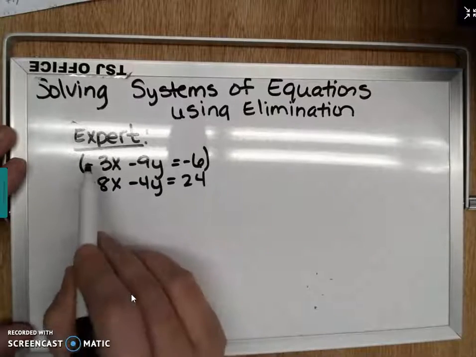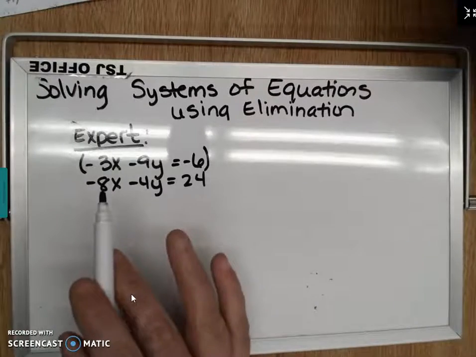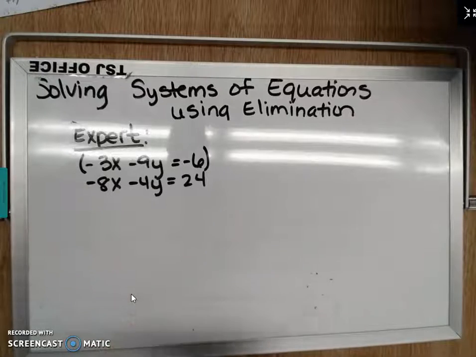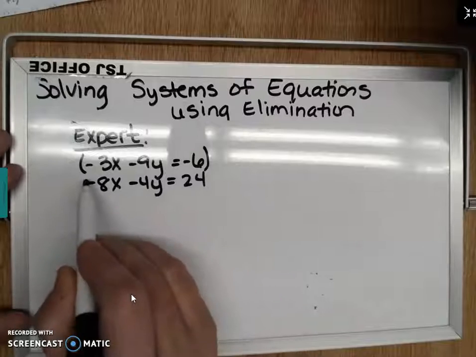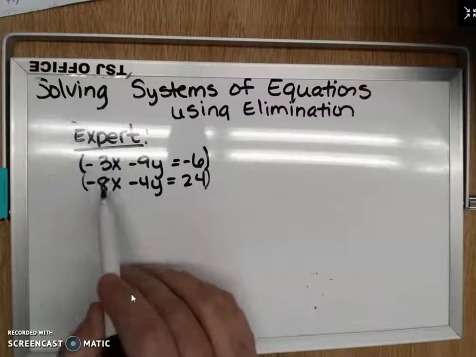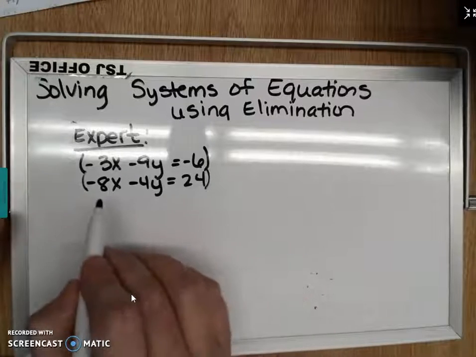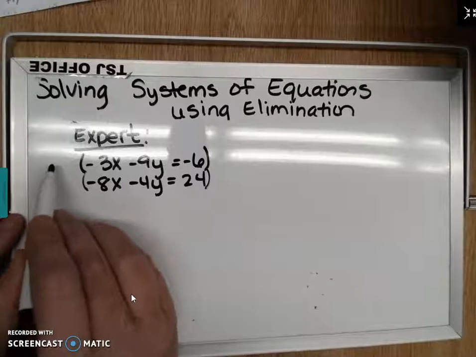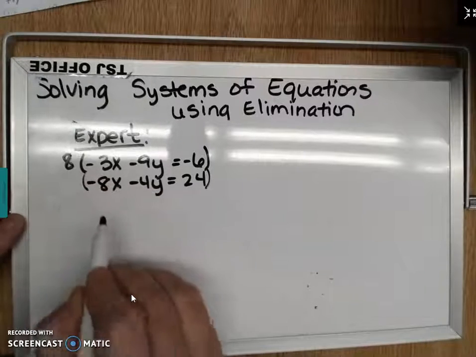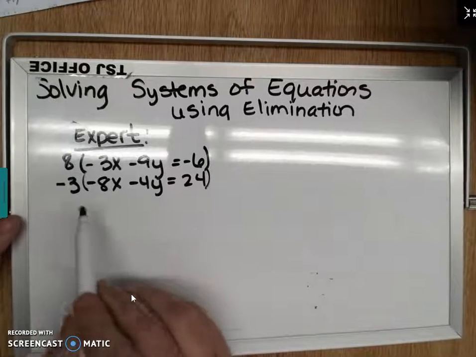So first of all, everything has the same sign, and I need to have one of these equations to have a positive and the other one to have a negative so that we get that elimination process. And the other thing is that there is no coefficient that's an obvious multiple of the other. So what I'm going to do is I'm going to multiply this equation up here by positive 8. And I'm going to multiply this equation down here by negative 3.